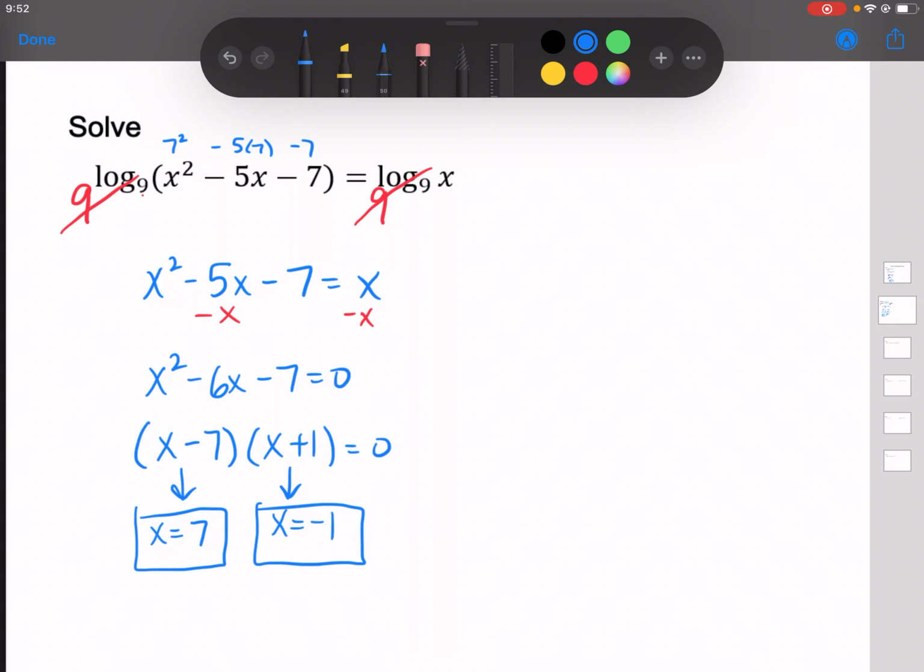And if I put 7 right there, we're great. However, negative 1 would give us a negative argument. So this one is extraneous. And I can tell that just because if I put it into this argument on the right side, it's automatically negative.